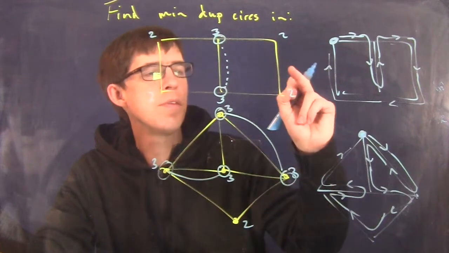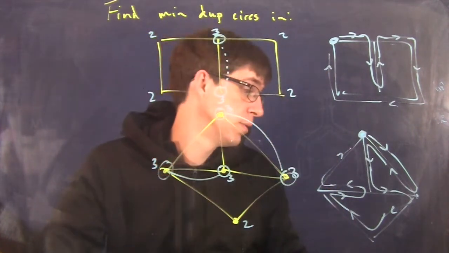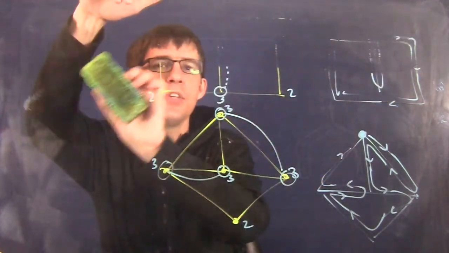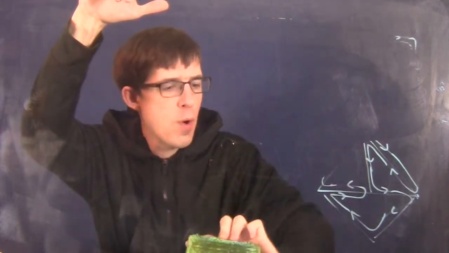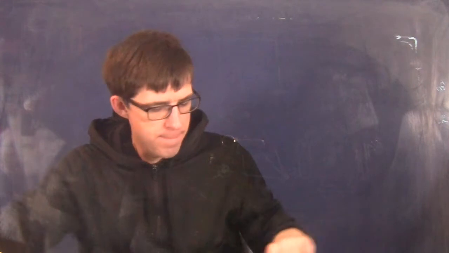Okay, so this one requires 1 duplication. This one requires 2 dupes. All right, excellent. One last thing I want to say about this topic is you can also do the same thing for paths. These are called minimum duplication paths.